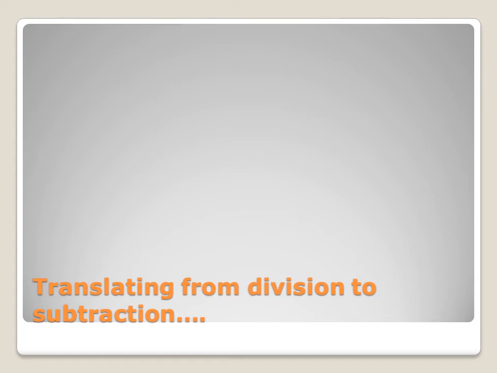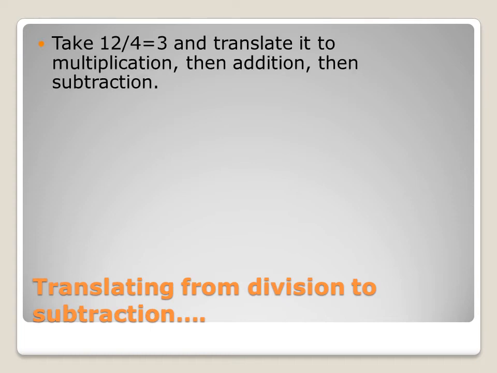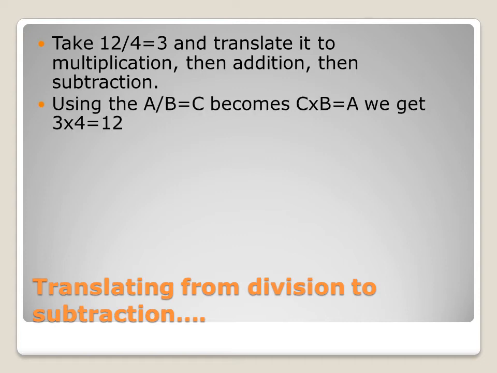Okay, let's look at something that we didn't do a lot of last week, but I want you to work on, and that's translating actual problems from division to subtraction. So for example, let's take 12 divided by 4 equals 3, and translate it to multiplication, then addition, and then subtraction. To translate from division to multiplication, we use this: A over B equals C becomes C times B equals A, and the new problem we get is 3 times 4 equals 12. That's the multiplication version of 12 divided by 4 equals 3.